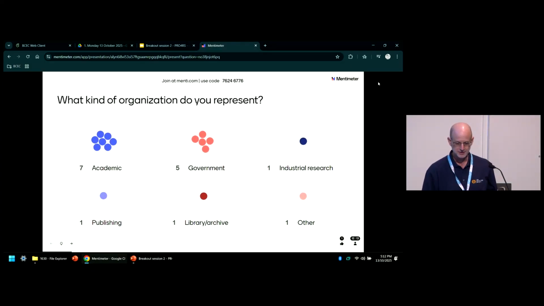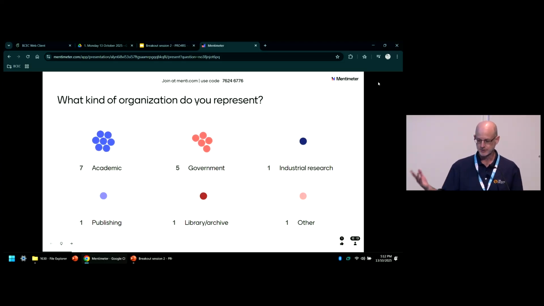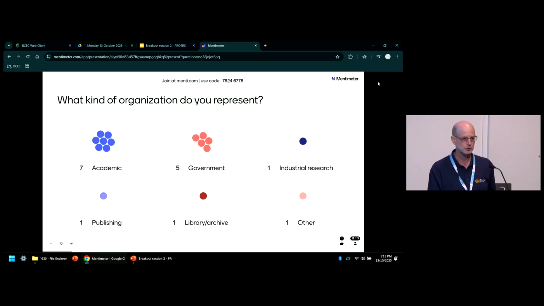Okay, so first we're just trying to get a sense of different kinds of organizations that people represent. And we see mostly academic or government with a few other things. If the person that said other is in the room and they wanted to say what other was, that might be interesting. But it also could be, yes? Okay, all right, thank you.